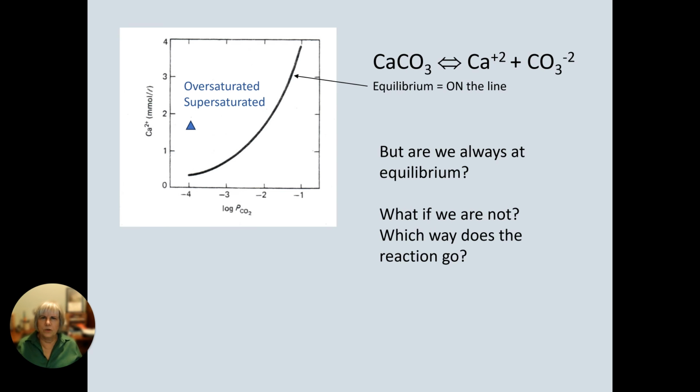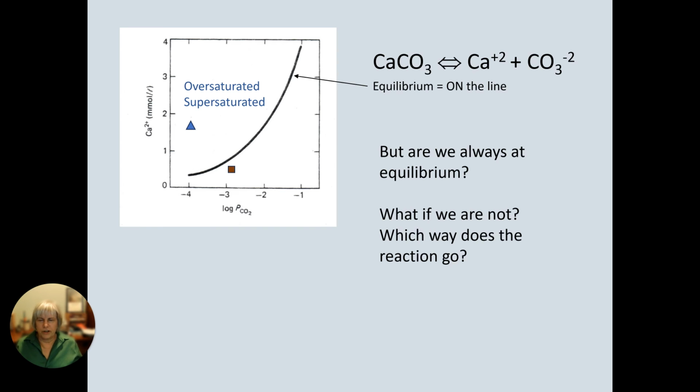So what does that mean? Well, then I would call this solution oversaturated or supersaturated with respect to calcite. That is, there is more calcium present in my solution than I could expect at equilibrium. Therefore, we call that oversaturated or supersaturated.